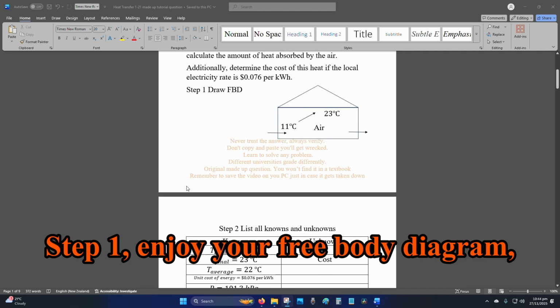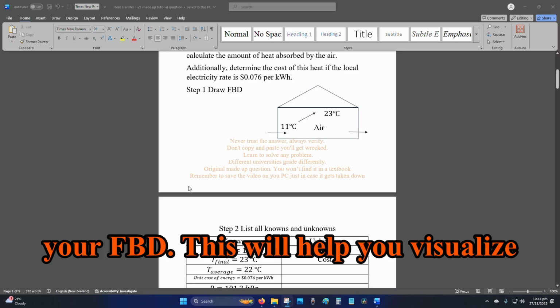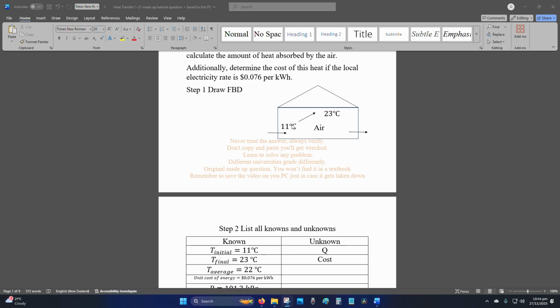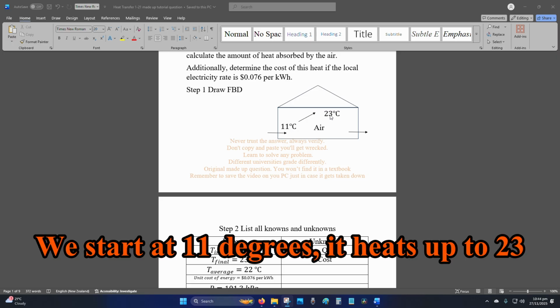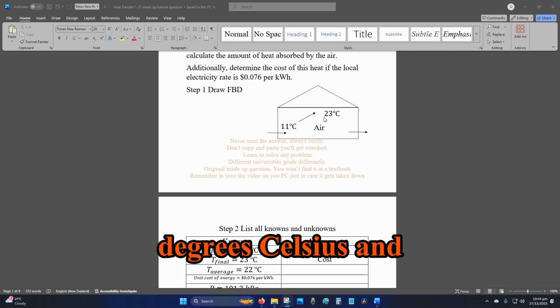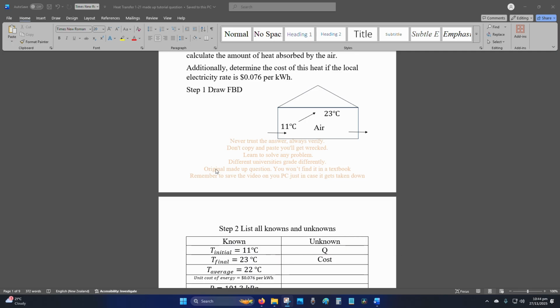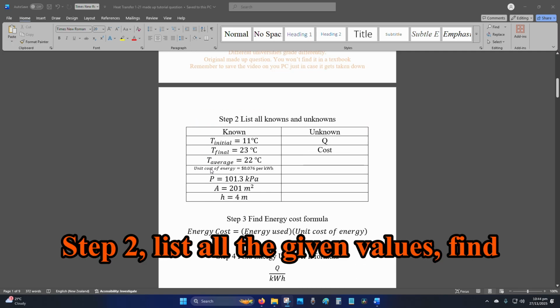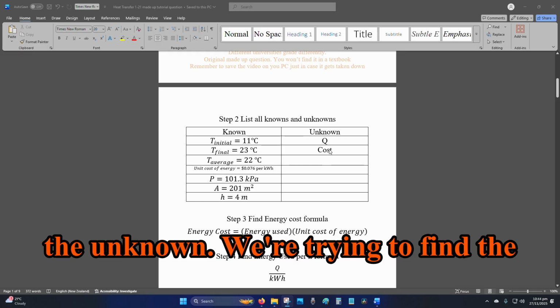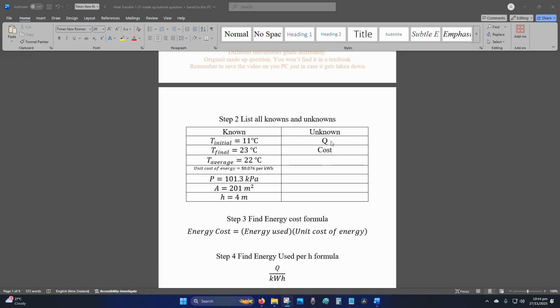Step 1, draw your free body diagram, your FBD. This will help you visualize the problem. We've got a house. We start at 11 degrees. It heats up to 23 degrees Celsius, and we're heating up the air. Step 2, list all the given values. Find the unknown. We're trying to find the cost, but first we need to find the heat transfer.